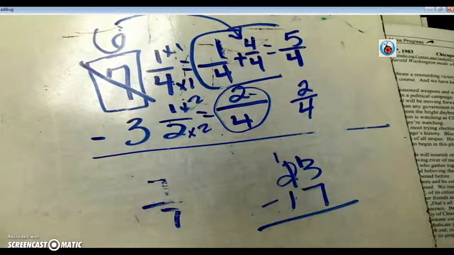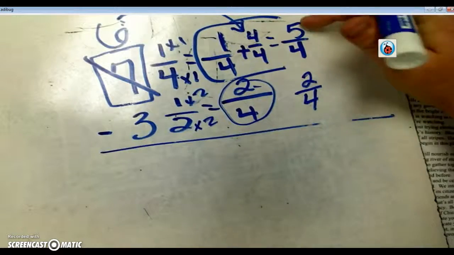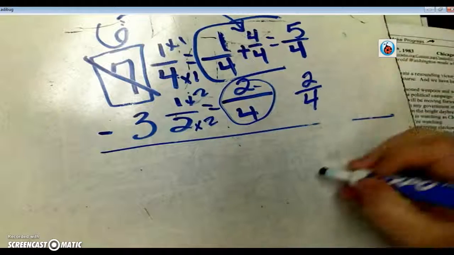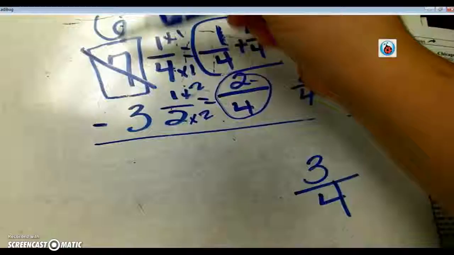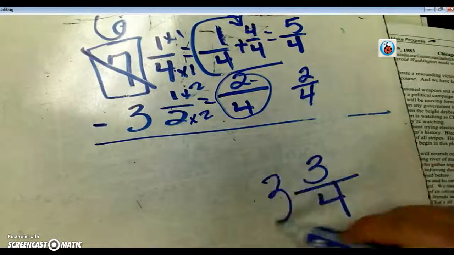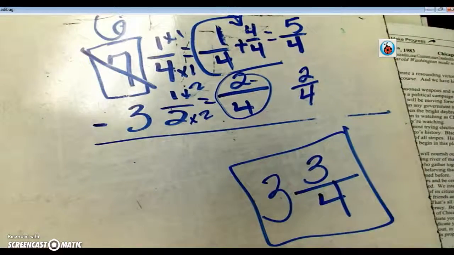Okay? Now, I can do 5 minus 2, which is, keep the same denominator. 6 minus 3 is, this would be my final answer. Okay? I'm going to do one just a little bit quicker so that I'm not talking as much to get through it, and maybe seeing it all together will help you a little bit.